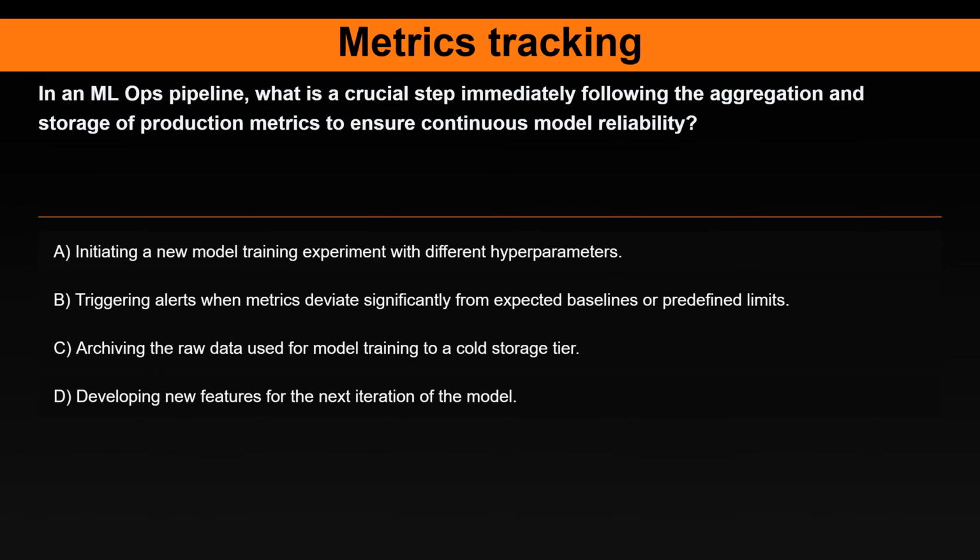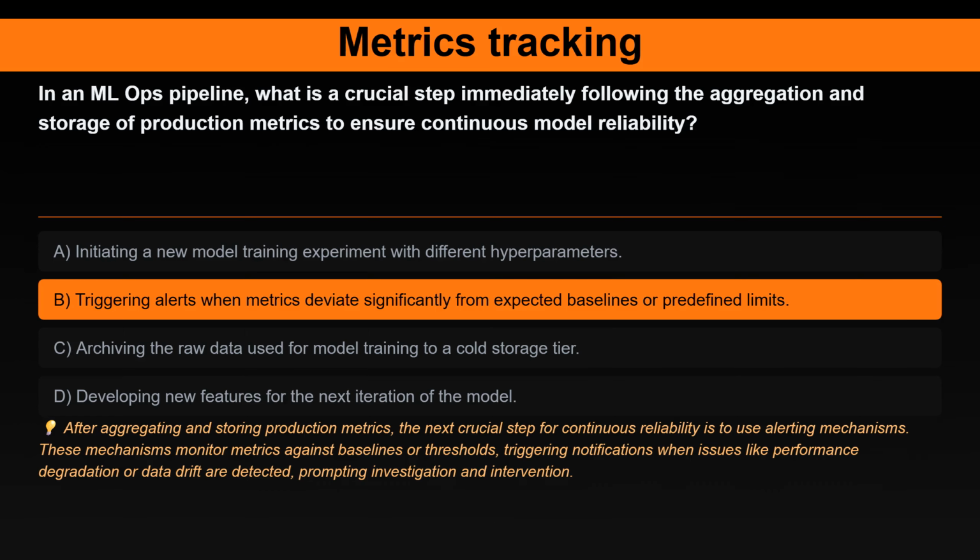Question 30. In an MLOps pipeline, what is a crucial step immediately following the aggregation and storage of production metrics to ensure continuous model reliability? Option A. Initiating a new model training experiment with different hyperparameters. Option B. Triggering alerts when metrics deviate significantly from expected baselines or predefined limits. Option C. Archiving the raw data used for model training to a cold storage tier. Option D. Developing new features for the next iteration of the model.